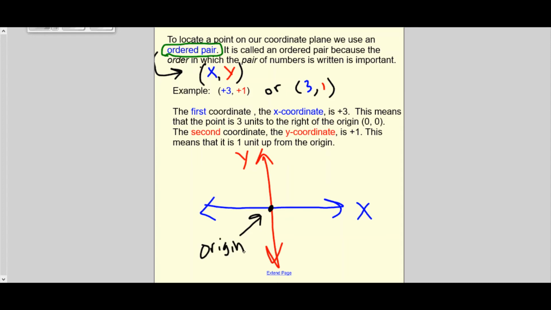And I'm going to go to the right 3 units. So I'm going to go right 1, 2, 3. So I go right 3.